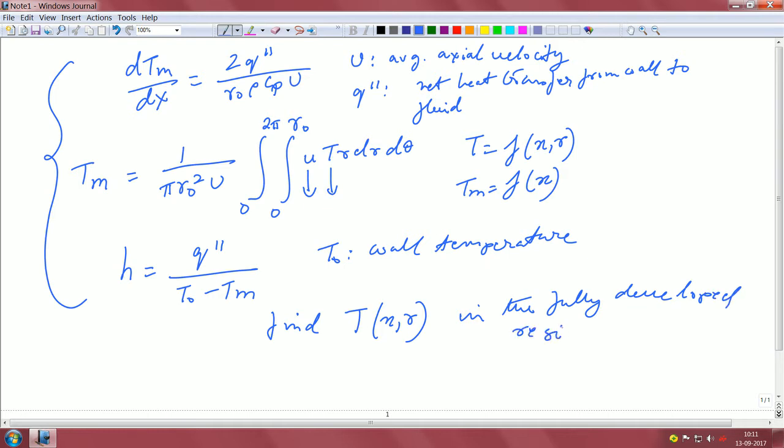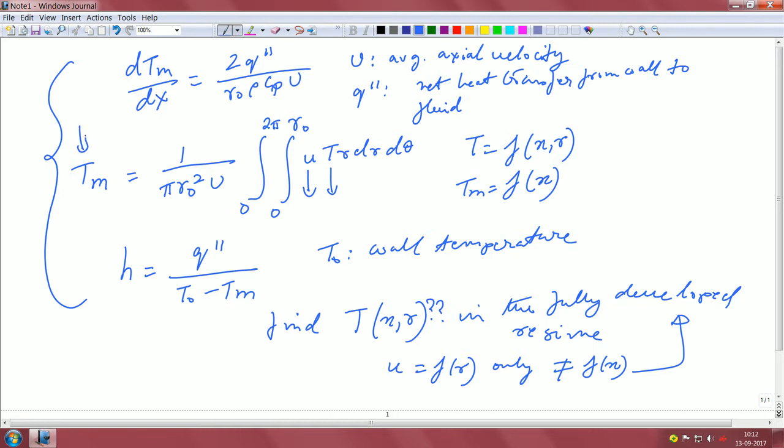For example, in the case of velocity, we found that in the fully developed regime the velocity u was a function of r only, and it was not a function of x. What about T? The question remains whether T is also a function of x, is a function of r, or is only a function of r, and things like that. That is what we need to answer, because based on that we can find out what your Tm is going to be.